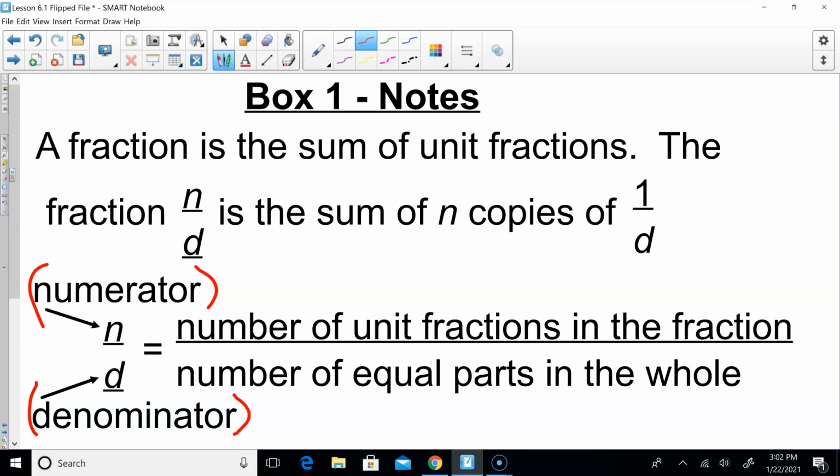A fraction is the sum of unit fractions. The fraction n over d is the sum of n copies of 1 over d. And the same thing with the bottom one: n over d, the numerator is the number of unit fractions in the fraction, and the denominator is the number of equal parts in the whole. So you'll see numerator, you'll hear denominator, you'll hear unit fractions. Those are the key words to get from this vocabulary.